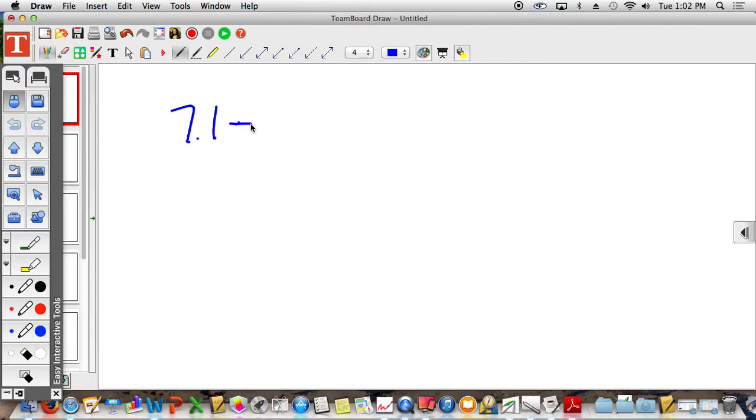All right, so section 7.1, what we're going to do is find the area of a region bounded by two curves.